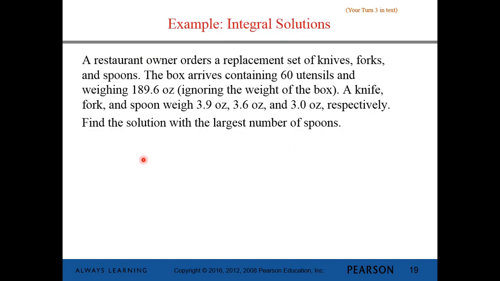Okay, now let's use another example. Let's say we have a restaurant owner and he orders a replacement set of knives, forks, and spoons. The box arrives containing 60 utensils and weighs 189.6 ounces, ignoring the weight of the box. A knife, fork, and spoon weigh 3.9 ounces, 3.6 ounces, and 3 ounces respectively. Find the solution with the largest number of spoons.